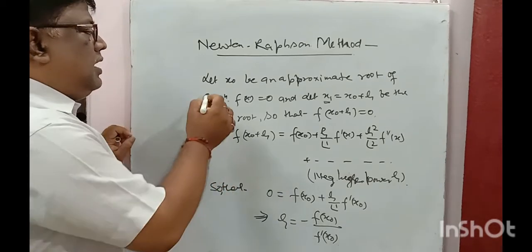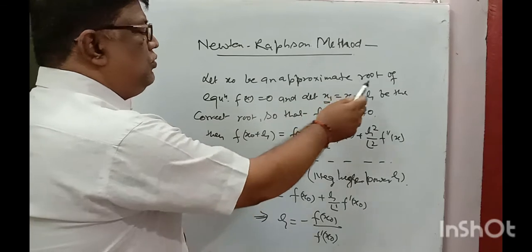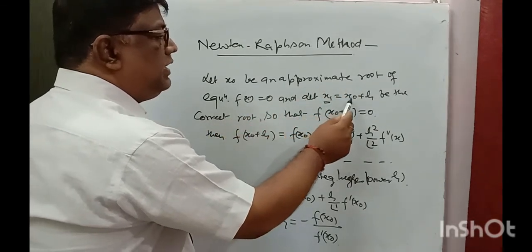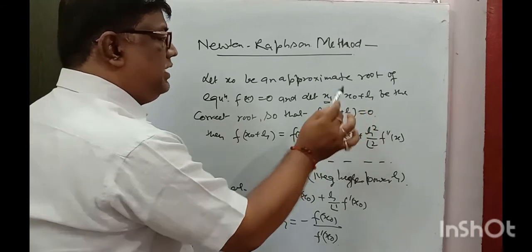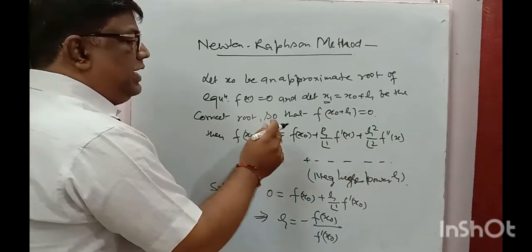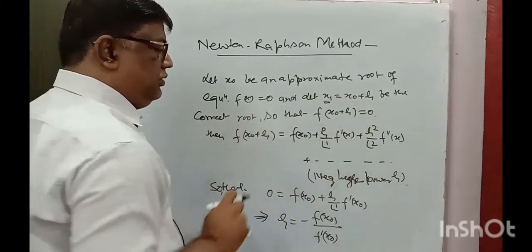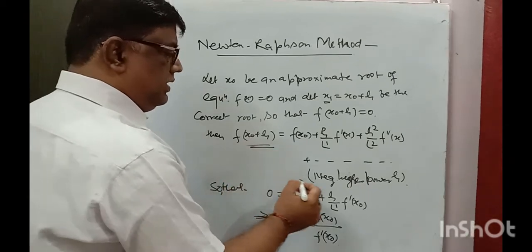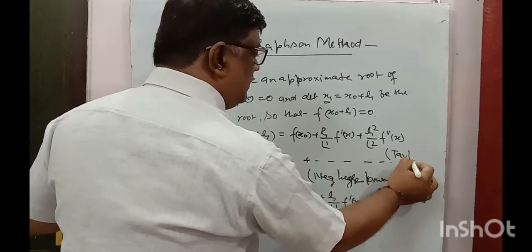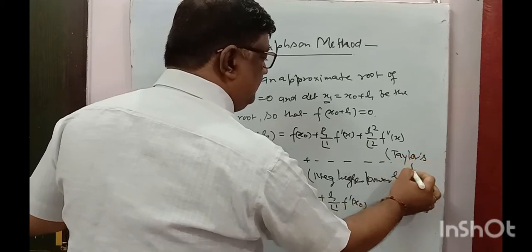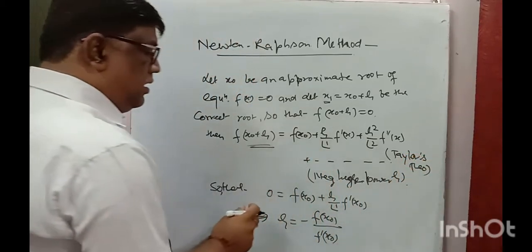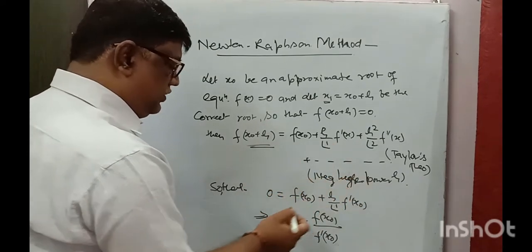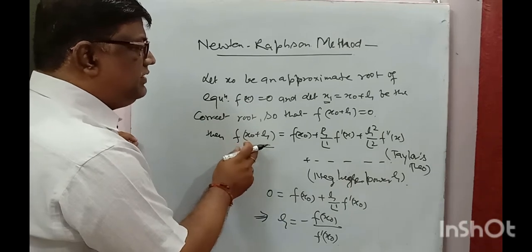In this regard, let x0 be an approximate root of the equation f(x) = 0, and let x1 = x0 + h, where h is a small interval, be the correct root, so that f(x0 + h) = 0. Now we have to expand this function by Taylor's theorem. Since h is a very small quantity, neglect the higher powers of h, and this becomes 0 if it is the real root.